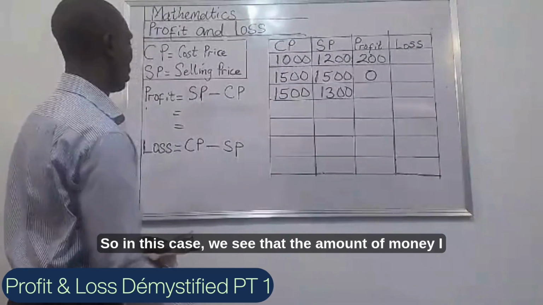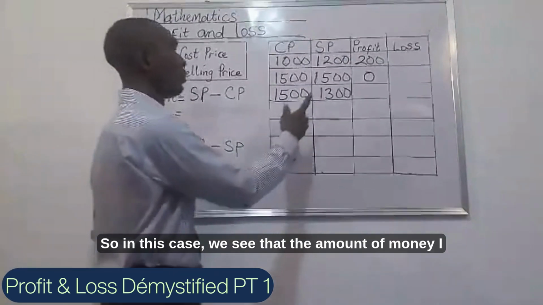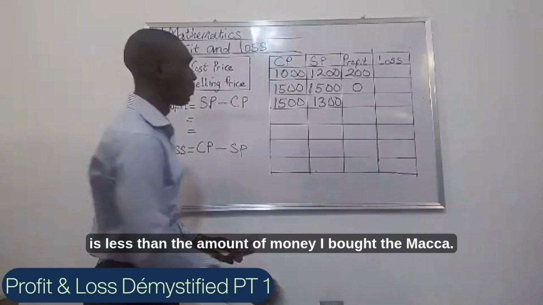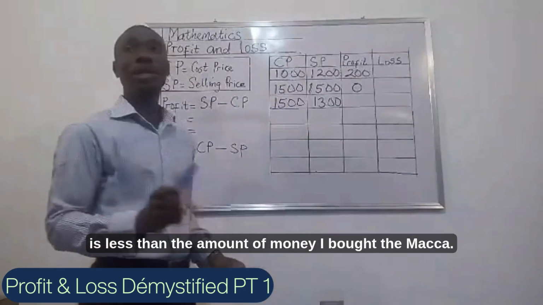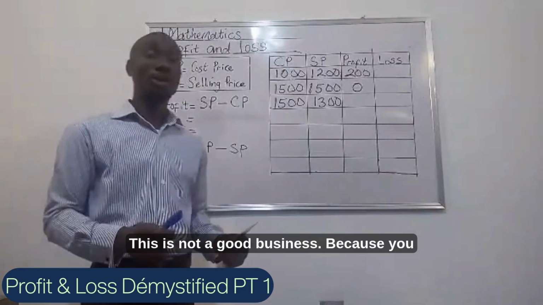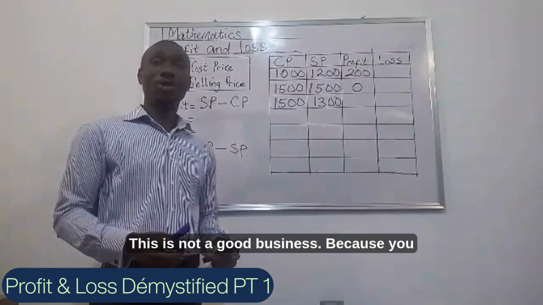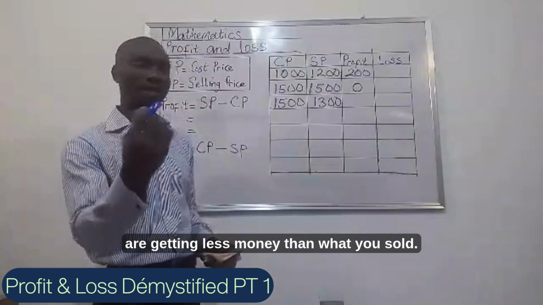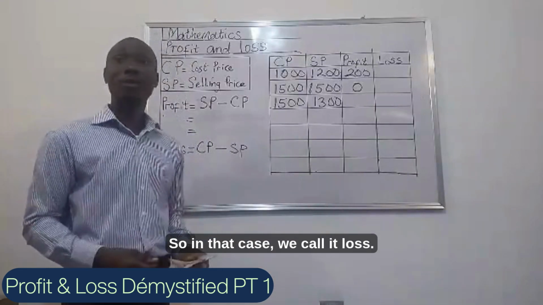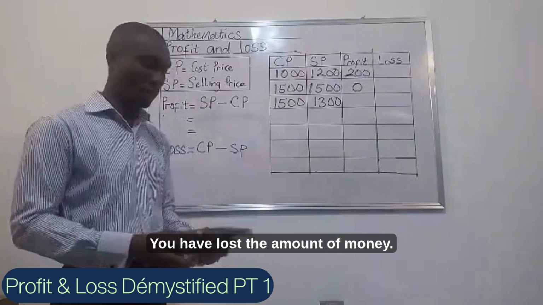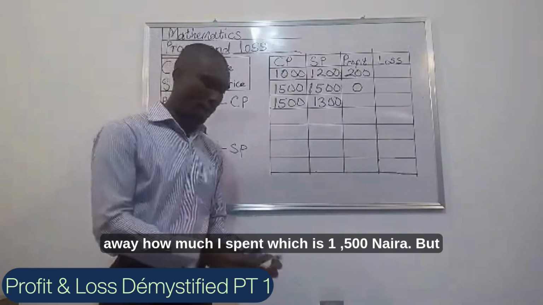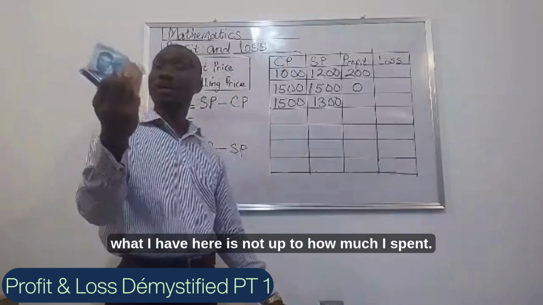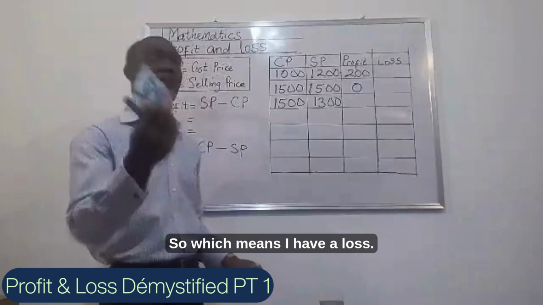So in this case, we say that the amount of money I sold the marker is less than the amount of money I bought the marker. This is not a good business because you are getting less money than what you spent. So in that case, we call it loss. You've lost some amount of money because I have to first take away how much I spent, which is 1,500 naira. But what I have here is not up to how much I spent. So which means I have a loss.